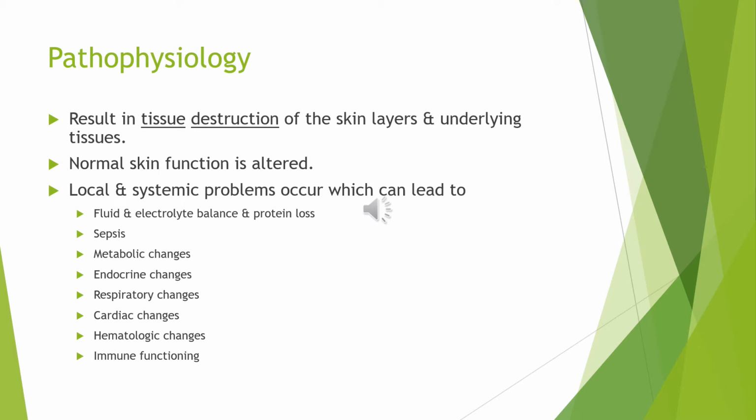Pathophysiology related to burns results in tissue destruction of the skin layers and the underlying tissues. It does affect the normal skin function, and we can see local and systemic complications that can occur from this. These might include fluid and electrolyte problems, sepsis, metabolic changes, endocrine changes, respiratory changes, cardiac changes, hematological changes, and also problems with immune functioning. So again, the extent of the problem is going to be related to our patient's age, general health, extent of the injury, depth of the burn, and also the specific body area that has been injured.